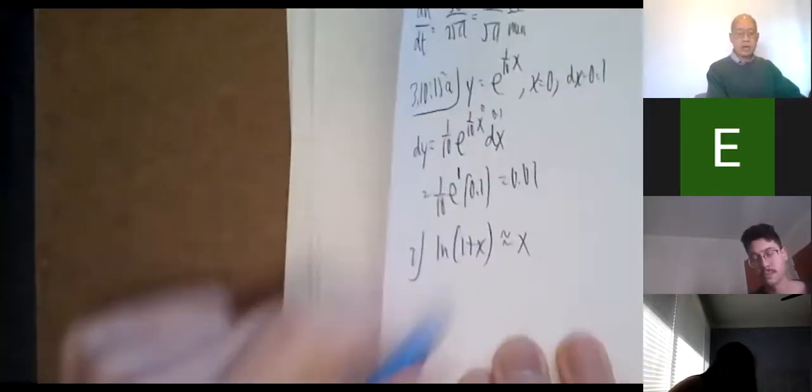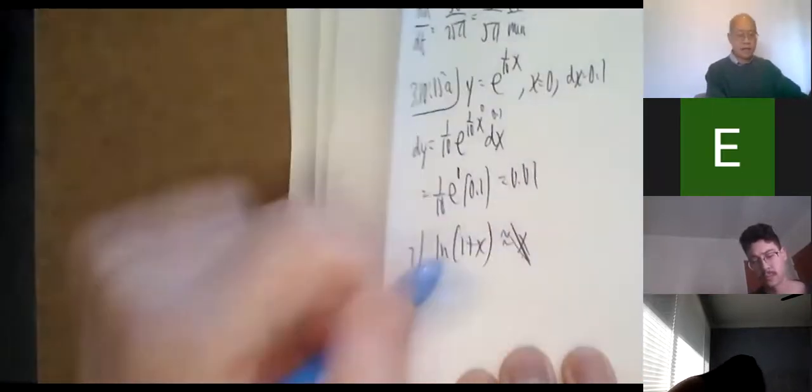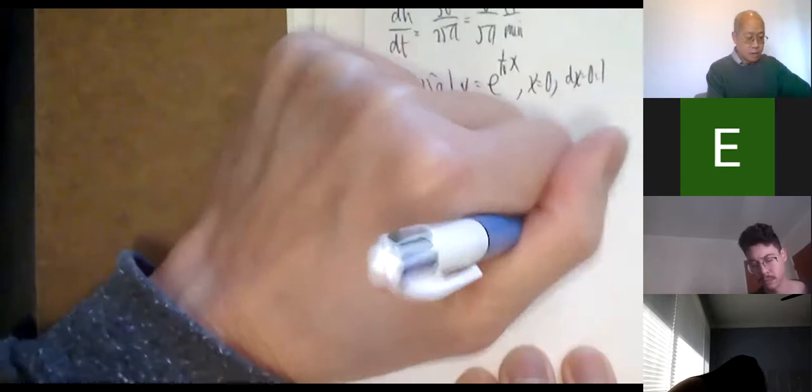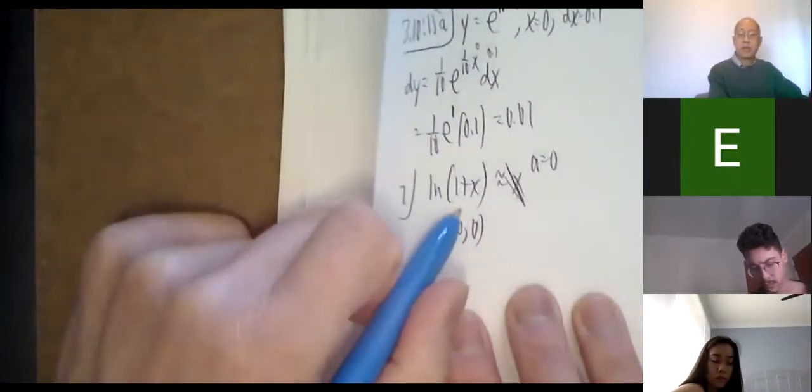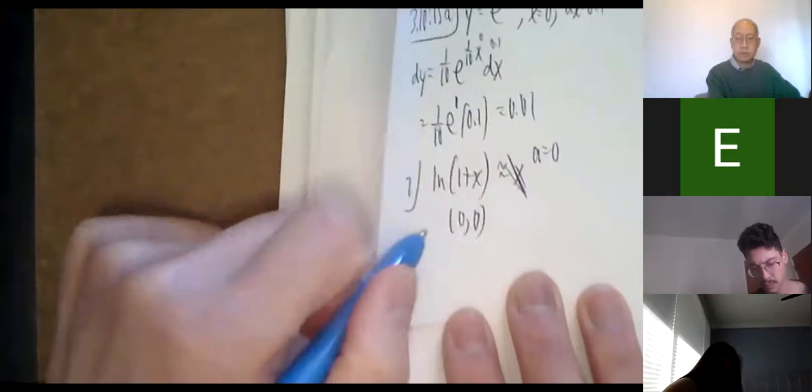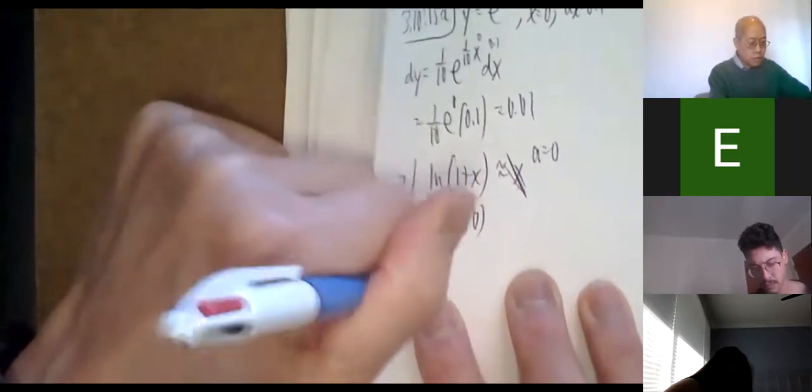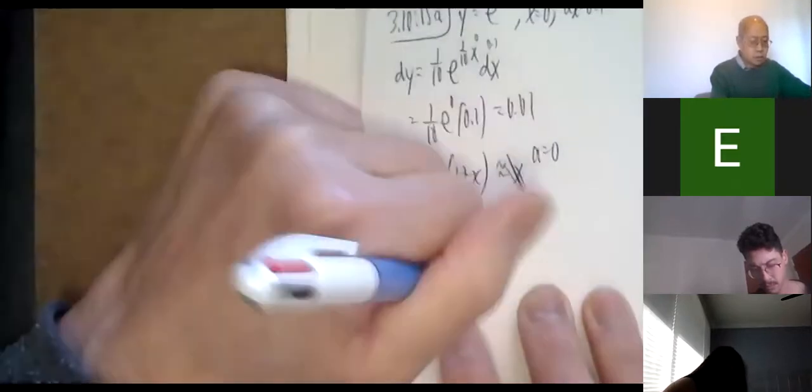ln(1 + x) is approximately x. That's the back of the book. So I plug in 0, I get ln 1, which is 0. y prime is 1 over 1 plus x. Plug in 0 and you get 1. That's my slope.